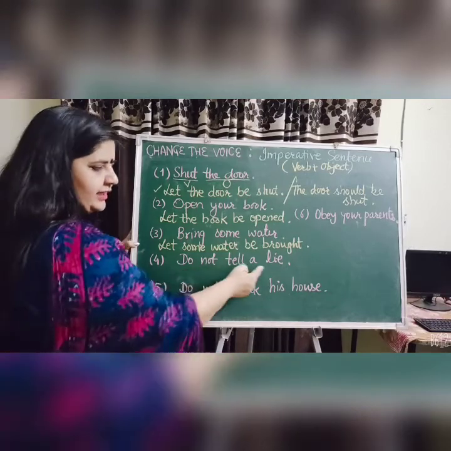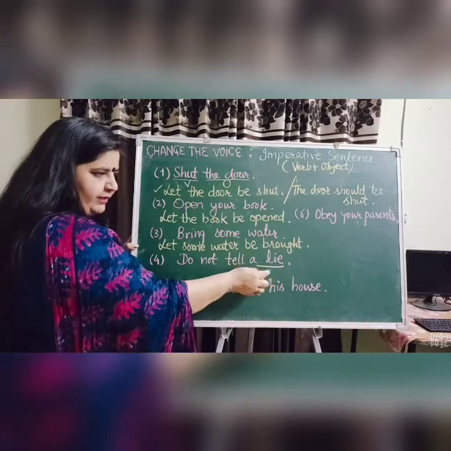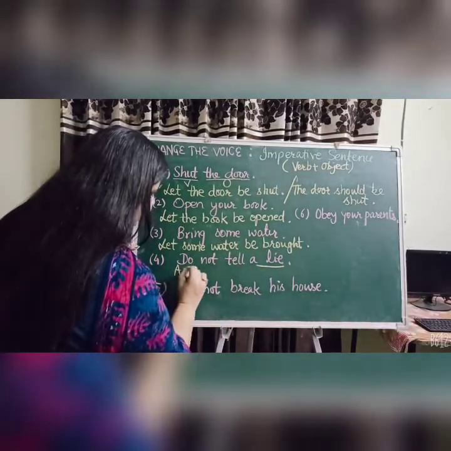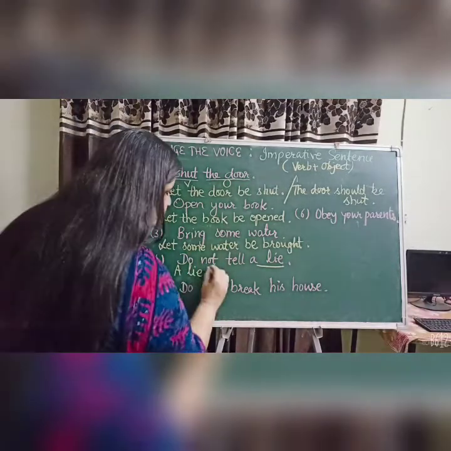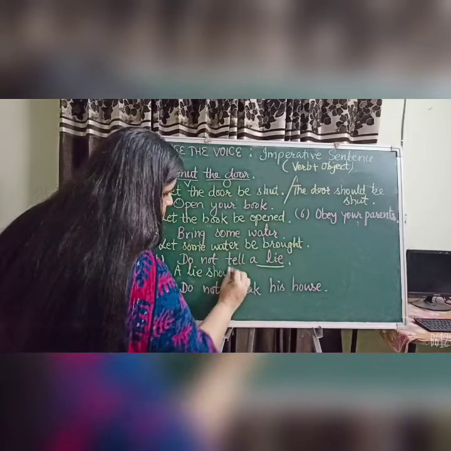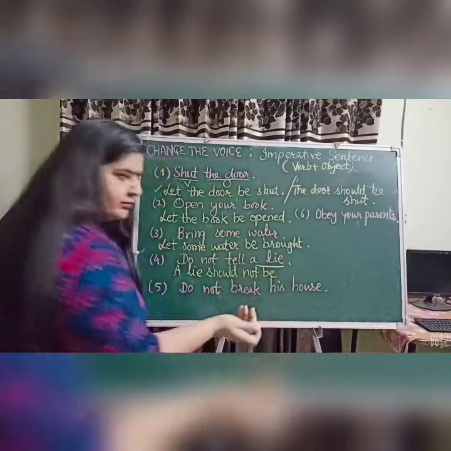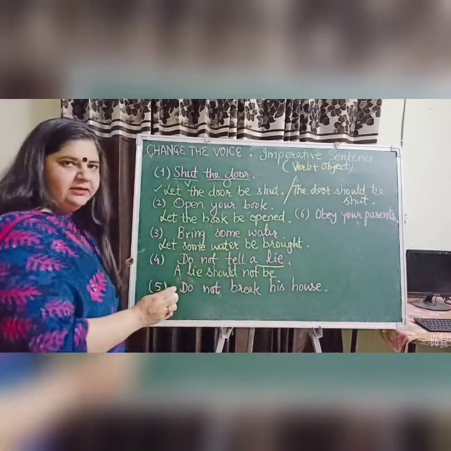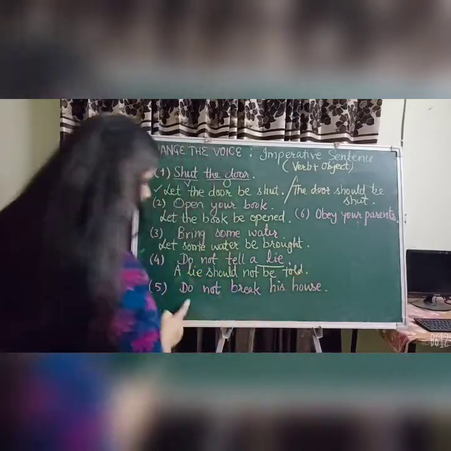Next, in case of negative sentences, should is preferable. Do not tell a lie. Identify the object. Bring the object in the beginning. A lie. Should not be. Now, after be, third form. What is the third form of tell? Yes, told. A lie should not be told.